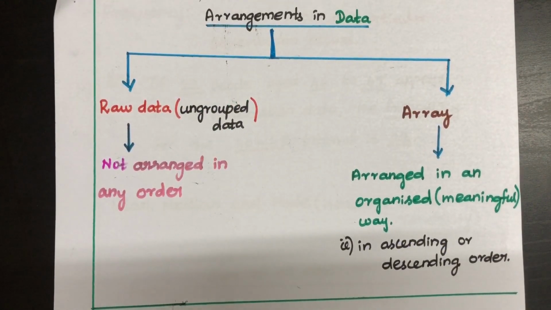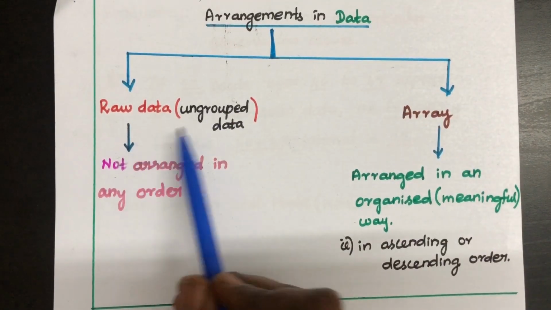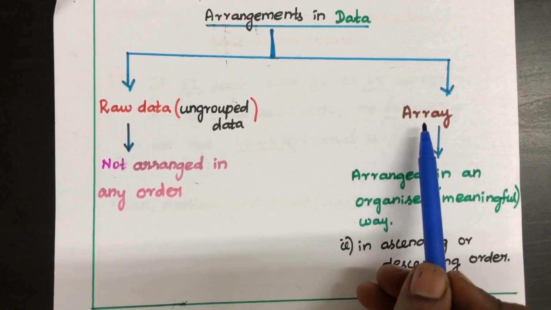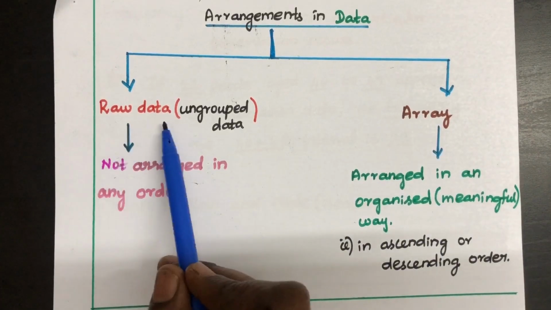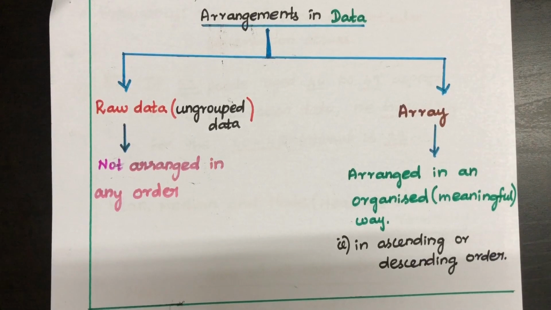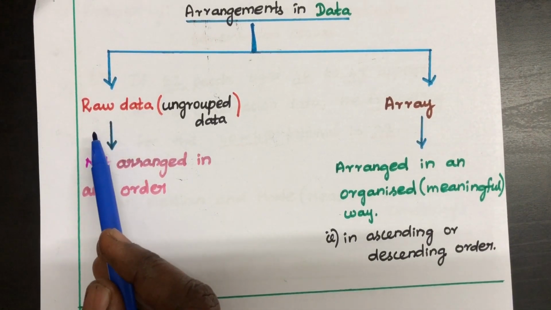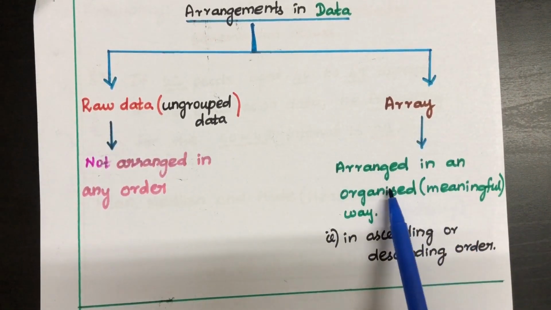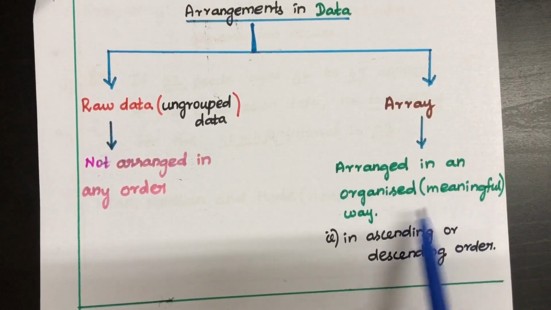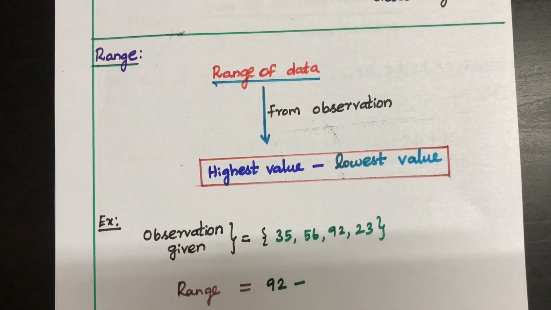Arrangements in data. Data are arranged in two ways. One is raw data or ungrouped data and the other is array. Raw data means what? Not arranged in any order. If we collect some information from a group and it is not arranged properly, that means not in an order, it is called raw data. Array means arranged in an organized or meaningful way, that means in ascending or descending order.